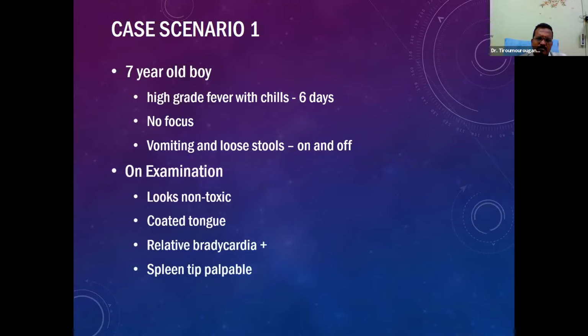We look at the child. The child doesn't look very toxic, but he does have a coated tongue. His heart rate was something like 80, but his temperature was 38.5. So obviously there is relative bradycardia. And luckily for us, we did figure out that there is a small tip of a spleen. So, I mean, it looks obvious, isn't it? This child looks like an enteric fever.